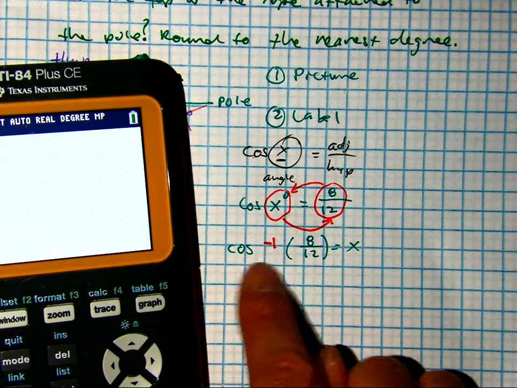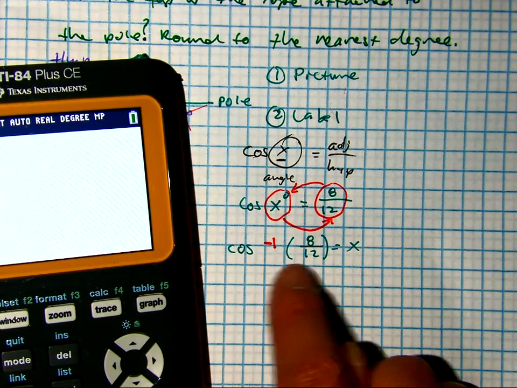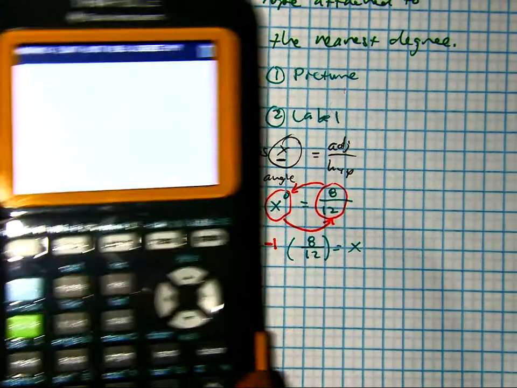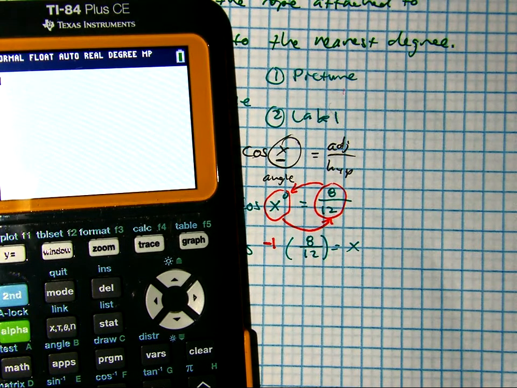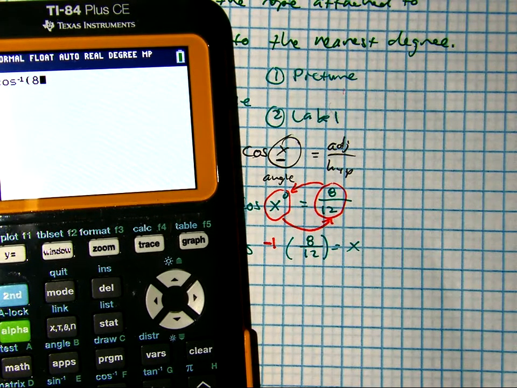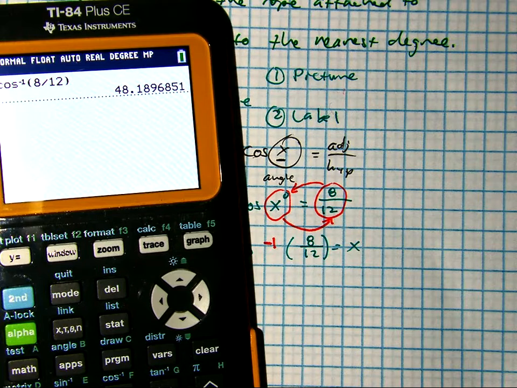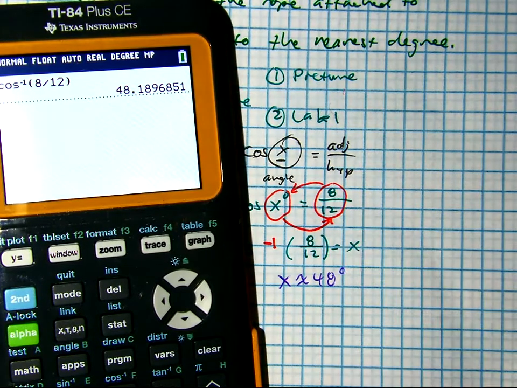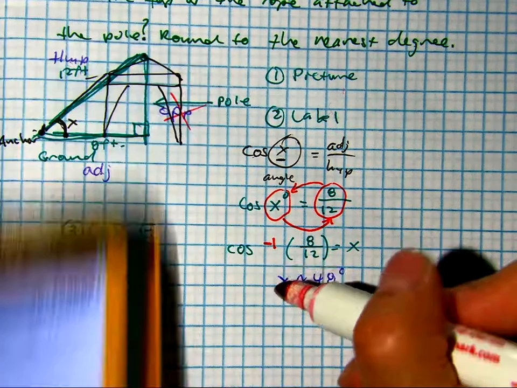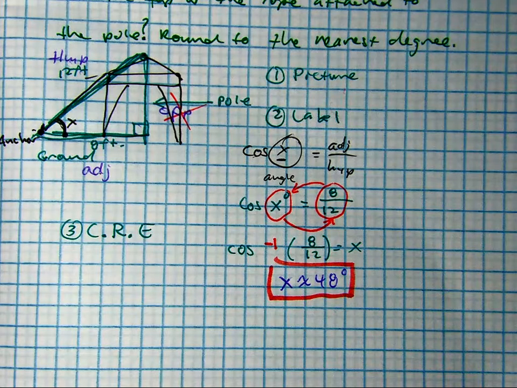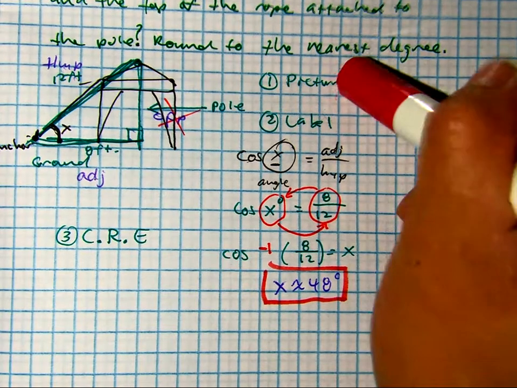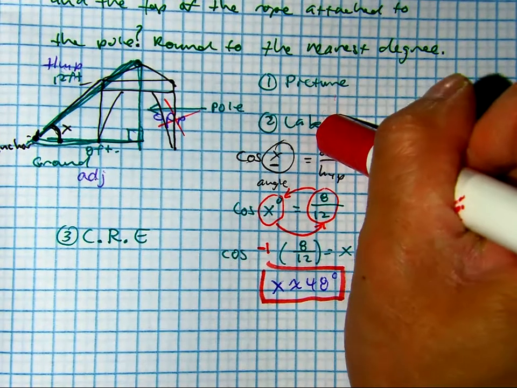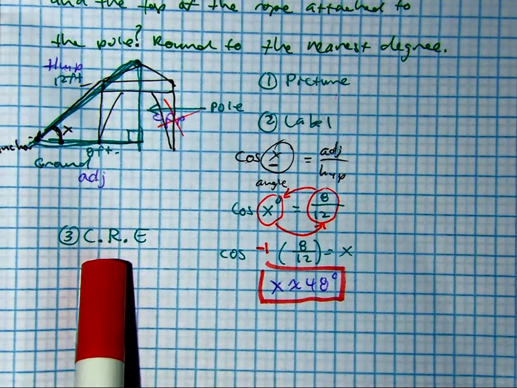Common mistake here is just pressing cosine of 8 over 12. Make sure you're pressing the inverse, Mariana, of 8 over 12. And it says round to the nearest degree, so x is approximately 48 degrees. So in this problem, to summarize: draw a picture, which tells us that you get it. Label your picture, that helps you find the trig ratio. Get a calculator-ready equation, and then solve based on the rounding.